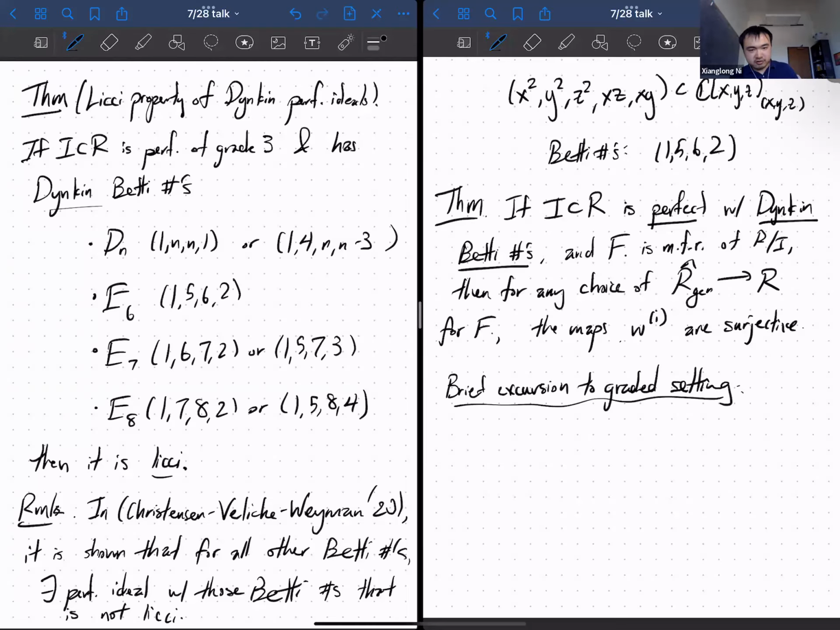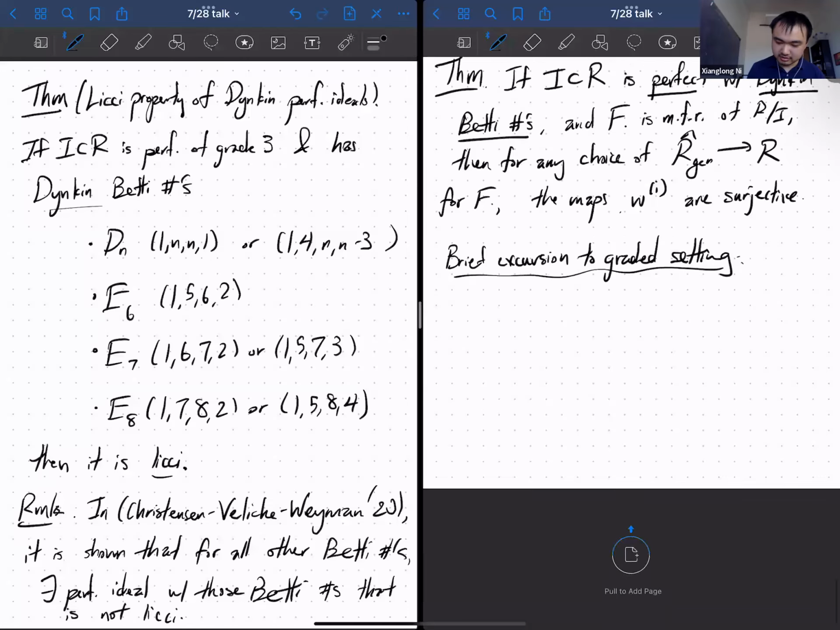So the vast majority of the results I talk about today are in the local setting, but now I want to state something that we can deduce in the graded setting. The way these higher structure maps work, the map from R generic to R can be computed by an inductive lifting process. One feature of this is that you start out with a resolution that's homogeneous, with all the differentials homogeneous of degree 0. You can actually pick structure maps that are also homogeneous of degree 0, which means that the previous theorem can be used to forbid certain types of graded Betti tables.